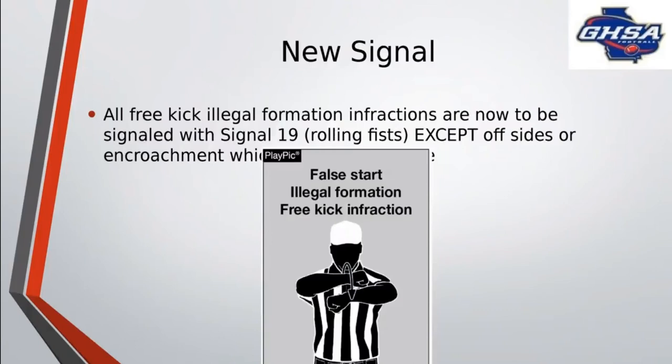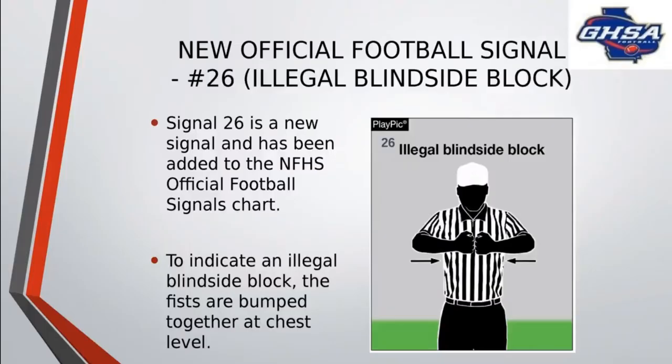All free kick formation infractions are now going to be signaled with the rolling fist, except the offside, which is still going to be encroachment, the hands on the hips. We used this last year. It's just not codified. This is the new blindside block. You're going to indicate personal foul before you go with this signal. So it's going to be the personal foul signal and then the fist bumps.